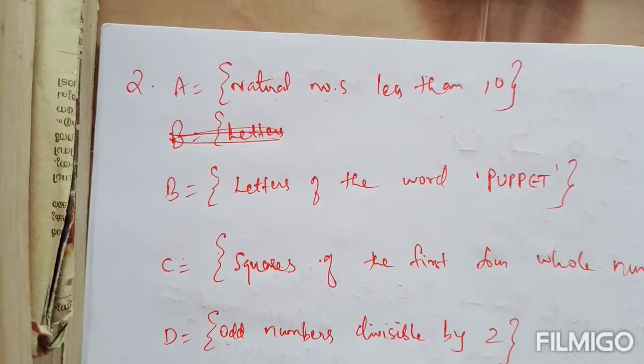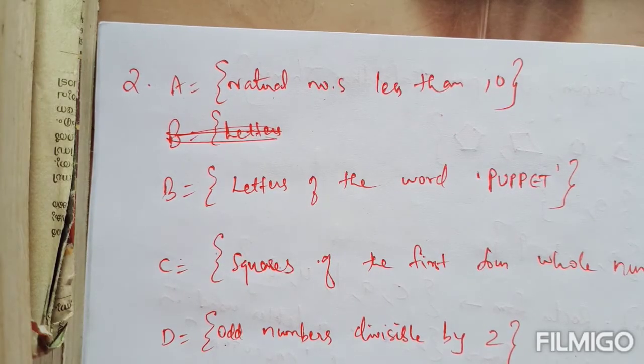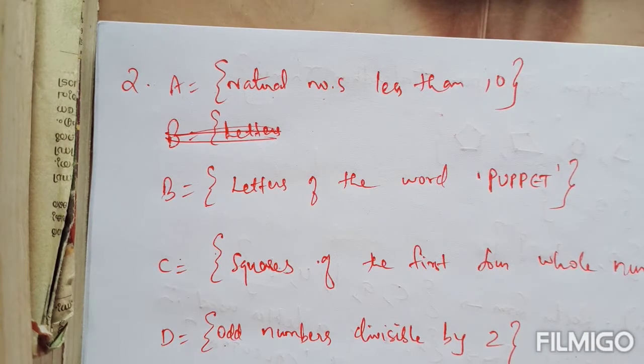Okay. Second question. Given A equal to set of natural numbers less than 10. B equal to set of letters of the word puppet. C equal to set of squares of the first 4 whole numbers. D equal to set of odd numbers divisible by 2. Find first one, n(A), the cardinal number of set A. Second one, n(B), cardinal number of set B. Third one, n(C), cardinal number of set C. And fourth one, n(D), cardinal number of set D.